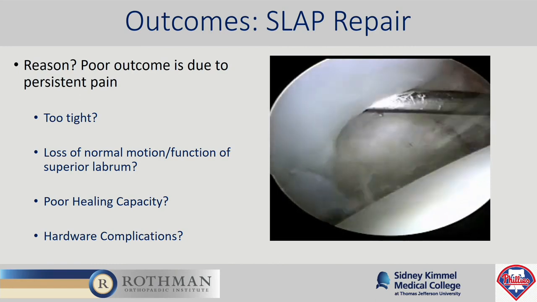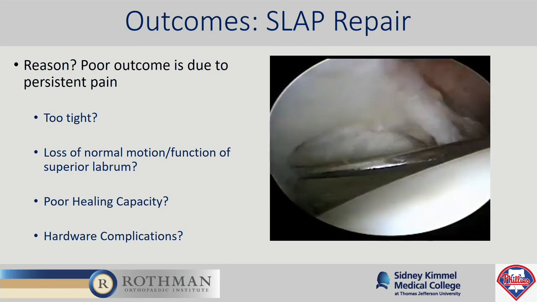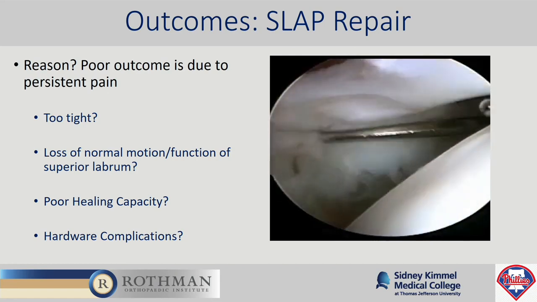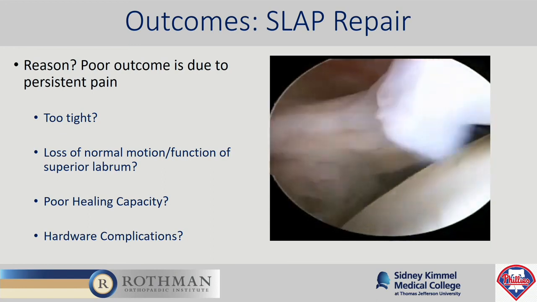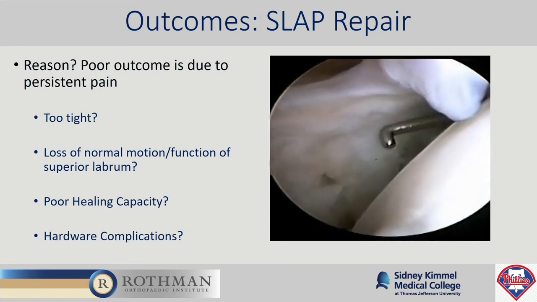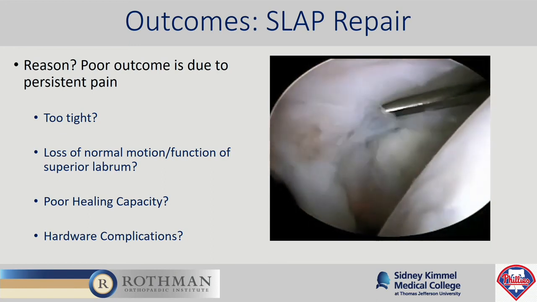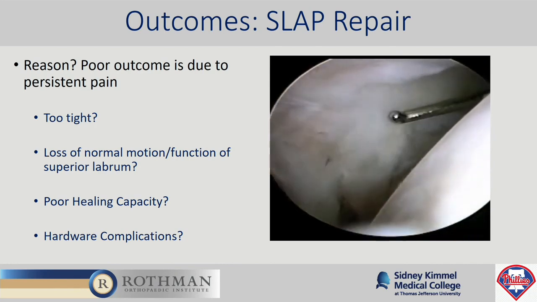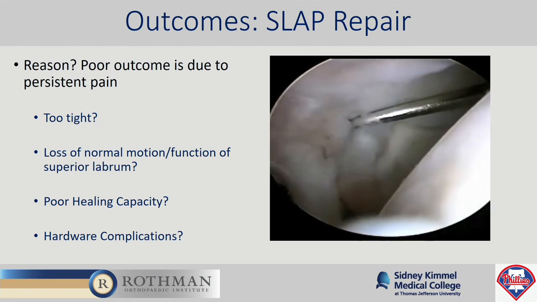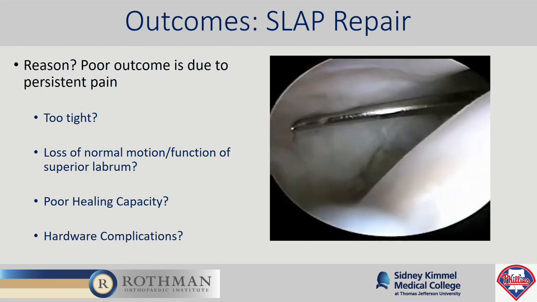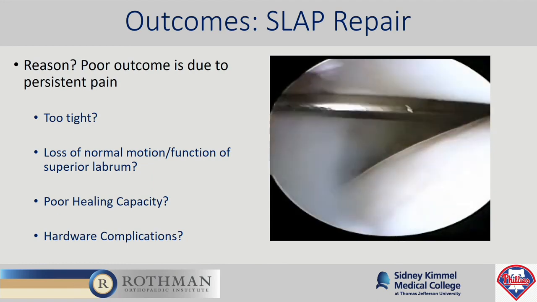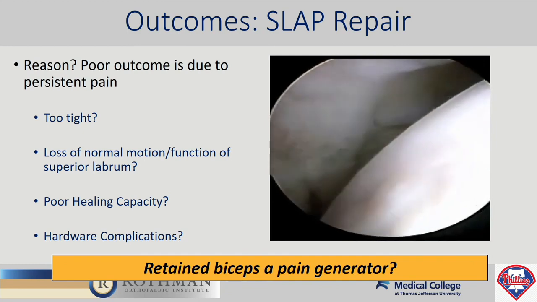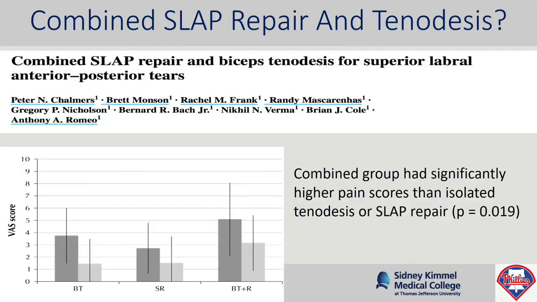But we still haven't really figured this out yet, because if we look at the outcomes of SLAP repairs, they don't do great, at least in our athletes either. And the question is, do we make them too tight? Are we taking what was compensatory pathology, so not really pathology but adaptive changes, and tightening them up and getting rid of this adaptive change, so we're actually introducing some pathology into their shoulder? Maybe the labrum doesn't heal well. There can sometimes be some hardware complications. That's largely been mitigated with the use of knotless anchors nowadays. And sometimes the biceps being in the shoulder can still be a pain generator.